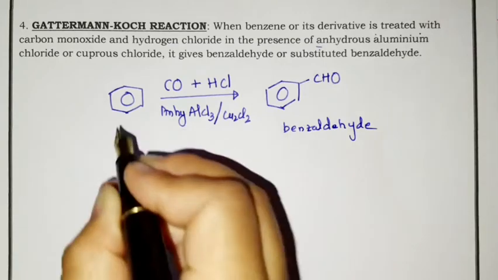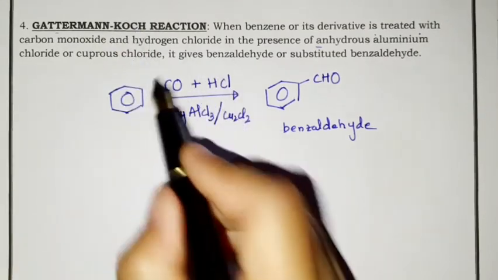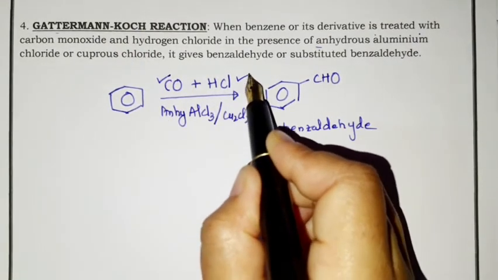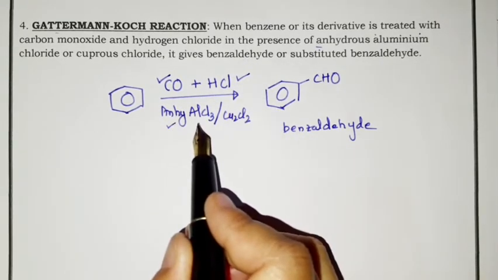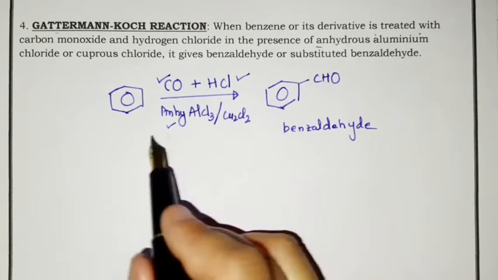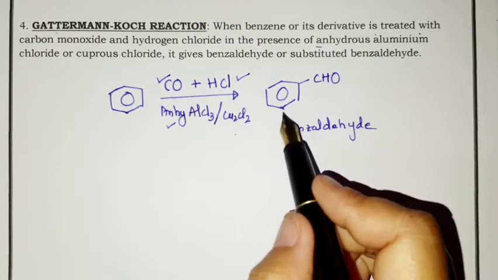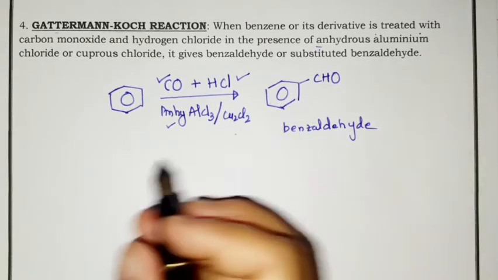Again, the benzene ring or any substituent or its derivative must be treated with what in GATTERMANN-KOCH? Yes, the reagent is important: carbon monoxide, hydrochloric acid in the presence of anhydrous aluminum chloride, or cuprous chloride. So these two act as a catalyst. The final product is benzaldehyde. The reaction is called the GATTERMANN-KOCH reaction.